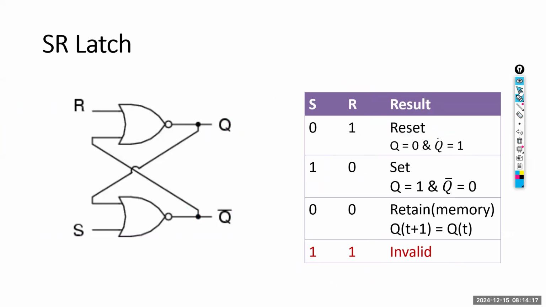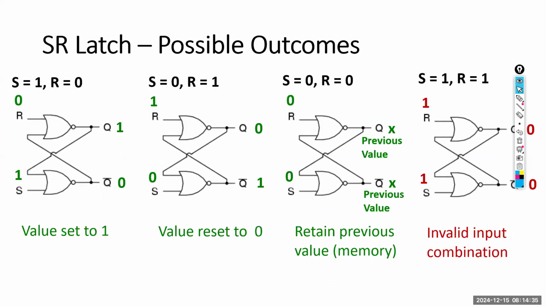So the next thing is, now you know that we can use the SR latch as a memory cell because we can set it to 1, let it remain there, reset it to 0, let it remain there, but make sure you don't give the 1-1 combination. So this is the summary.